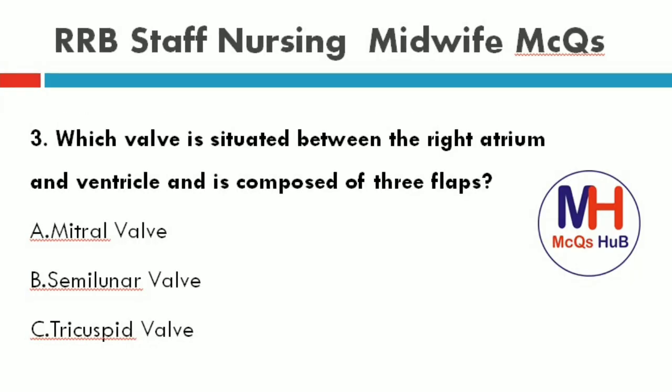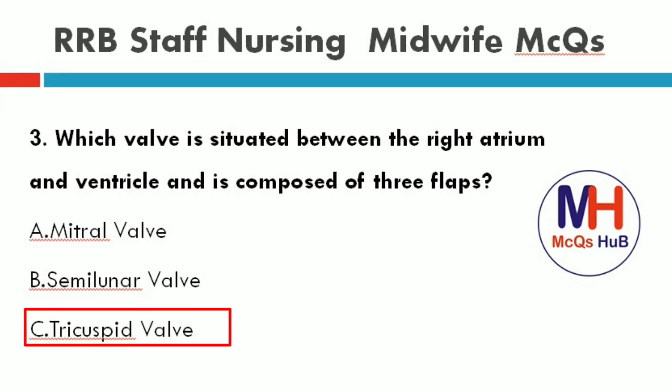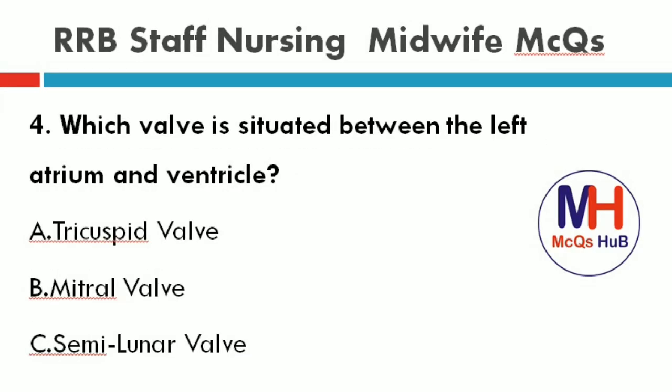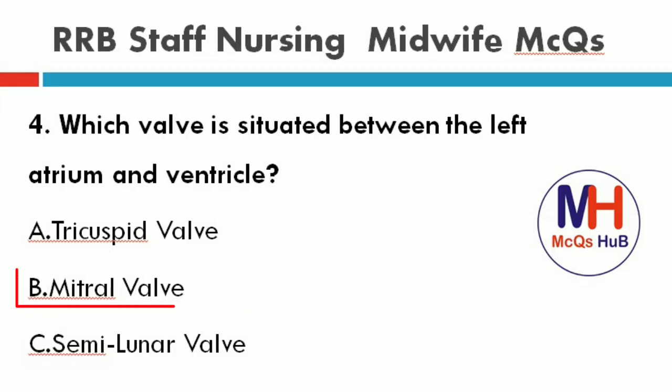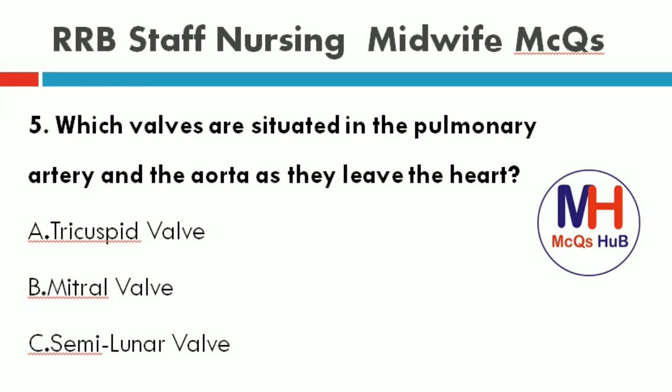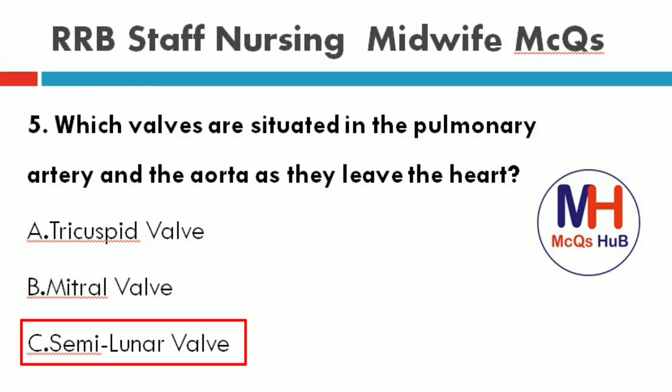3. Which valve is situated between the right atrium and ventricle? Correct answer is C. Tricuspid valve. 4. Which valve is situated between the left atrium and ventricle? Correct answer is B. Mitral valve. 5. Which valves are situated in the pulmonary artery and the aorta as they leave the heart? Correct answer is C. Semilunar valve.